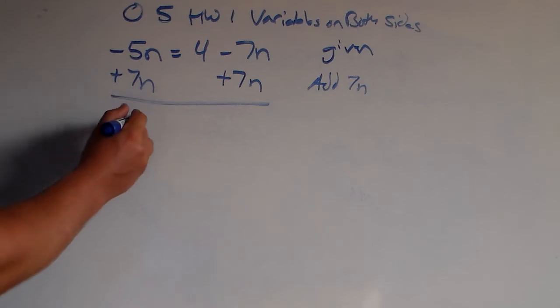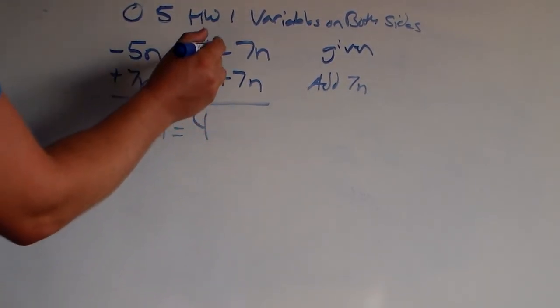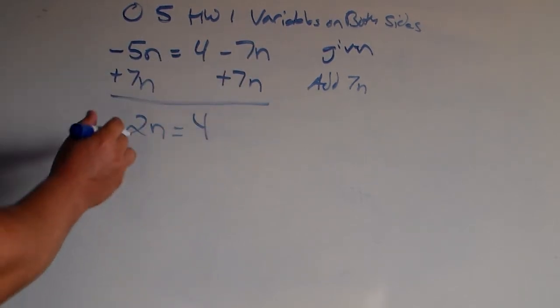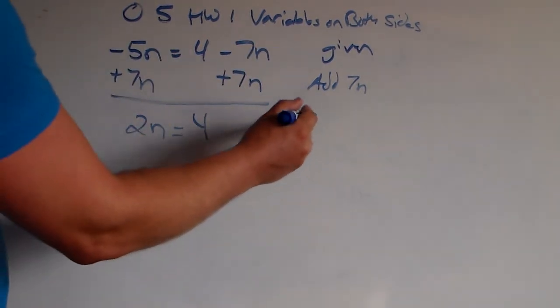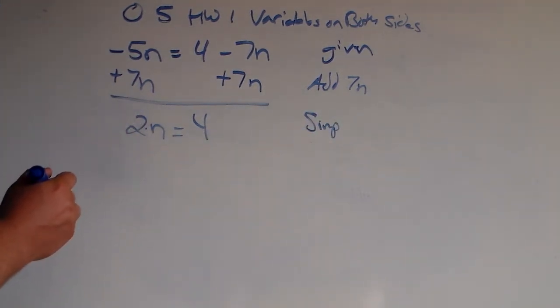Negative 5n plus 7n gets you 2n. Carry down our equal sign, carry down the 4. Negative 7n plus 7n, they cancel out. So we have 2n equals 4. I just rewrote it, make it nice and pretty, simple. 2 times n equals 4.